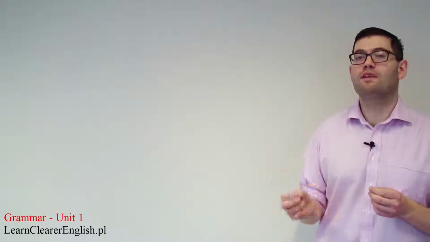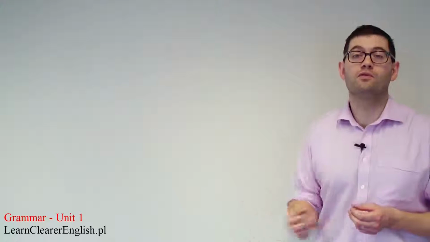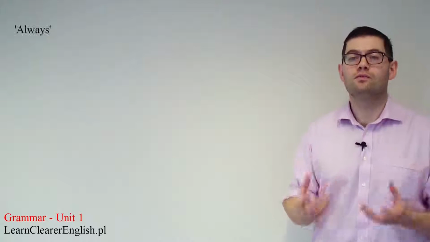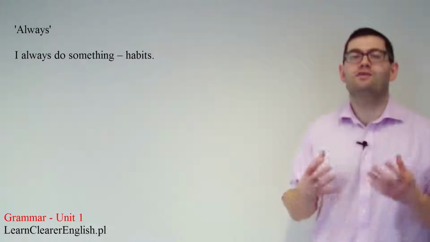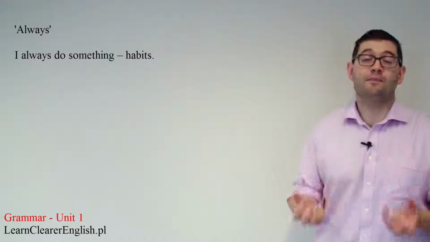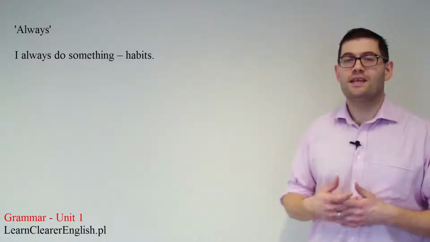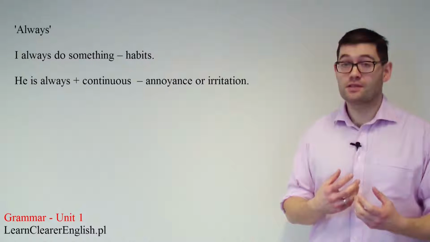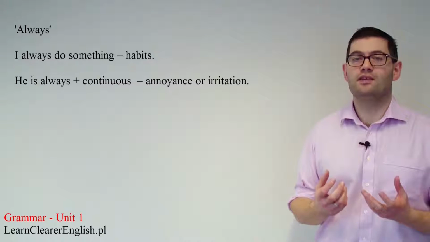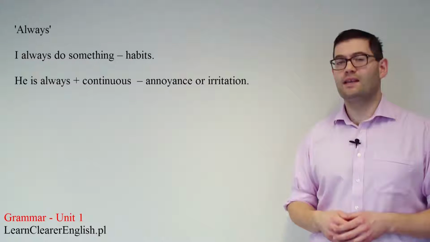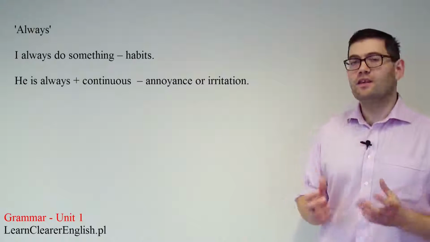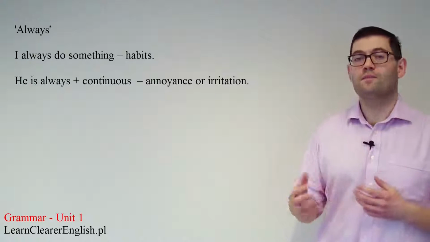As there often is in English, there are one or two words that have a specific meaning when used in the continuous or simple form. One of those words is always. If I say I always do something, I'm talking about a habit of mine. I always drink tea at 5 p.m. If I say he is always plus continuous, you're expressing annoyance or irritation. For example, he's always arriving late to work. So if you see always in the questions to this unit, be careful. Okay, bearing all of the above in mind, have a look at the questions below.